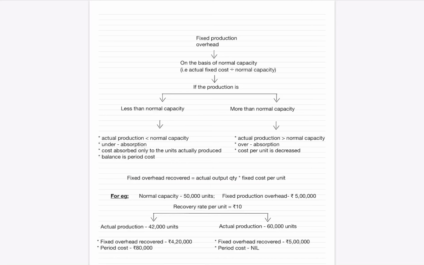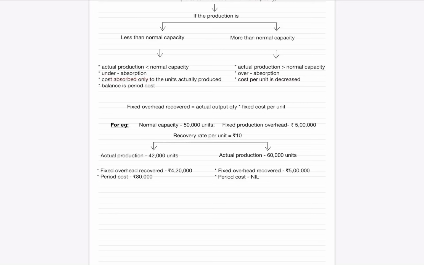If the actual output is lower than the normal capacity, then it is termed as under absorption, because the business fixed cost cannot be fully recovered in this situation. The fixed overhead that can be absorbed is only 4,20,000 rupees, which is nothing but actual quantity into fixed cost per unit. The balance 80,000 is considered as a period cost and will not be considered for cost of inventories.